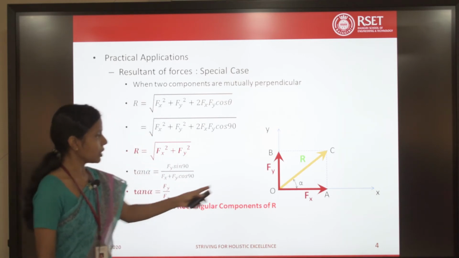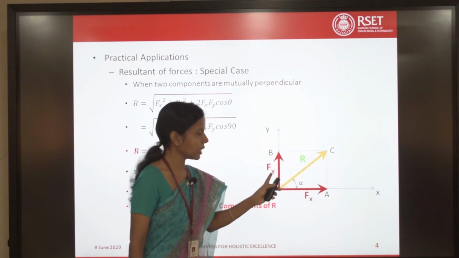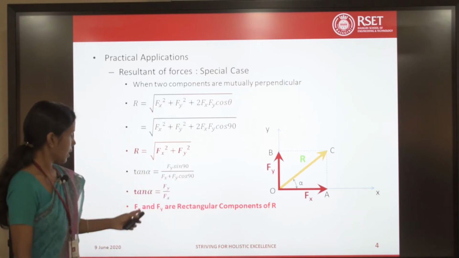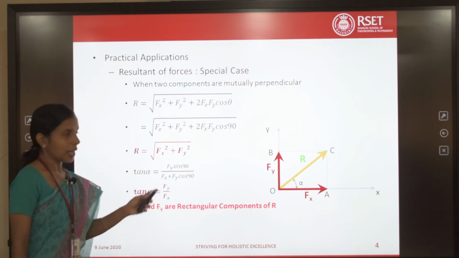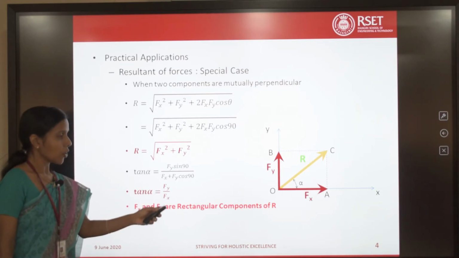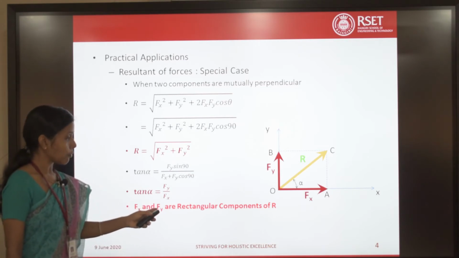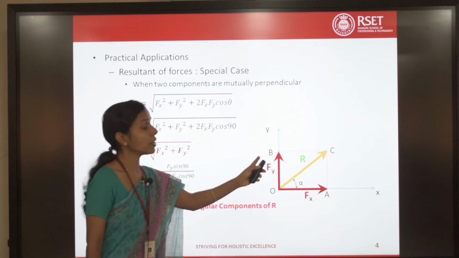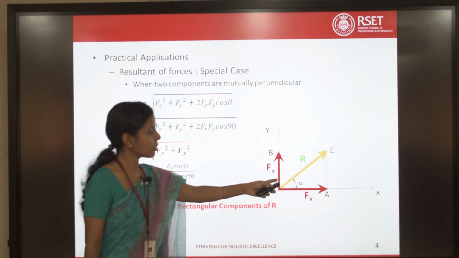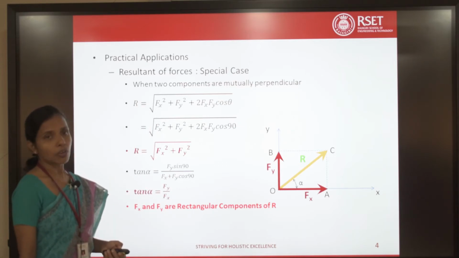Now, what is tan alpha? Tan alpha is opposite side by adjacent side. How much is the magnitude of opposite side? Fy, divided by adjacent side, which is Fx. So, that is tan alpha. Now, Fx and Fy are known as the rectangular components of R. Why? Because Fx and Fy form the adjacent sides of a rectangle. So, the parallelogram now turned into a rectangle because the angle between Fx and Fy is 90 degrees. So, we call that the rectangular components of R.